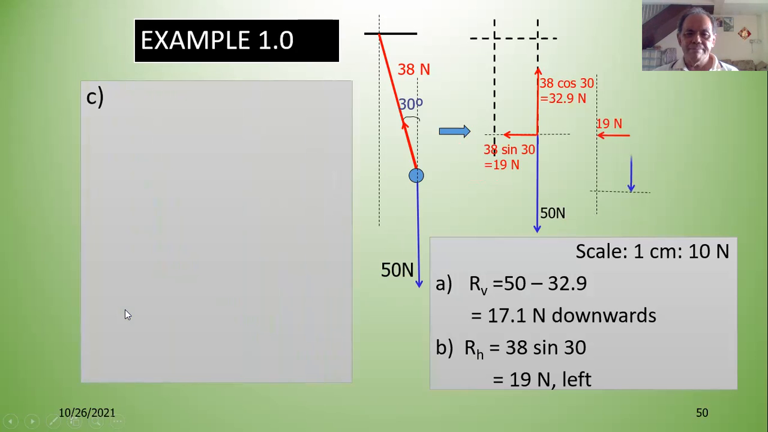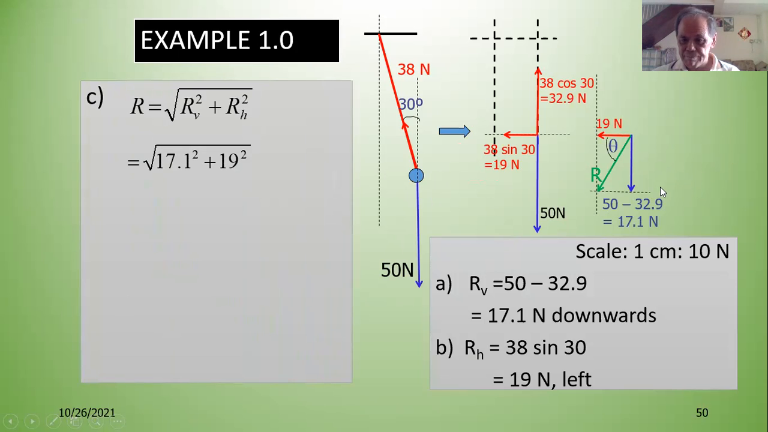Part C. Okay, two perpendicular directions. Resultant force is R. This is your Ry, this is your Rx, that's your R. Put in your value, 17.1 is this one, 19 is this one. And this is your calculator to calculate out, it's actually 19.0.